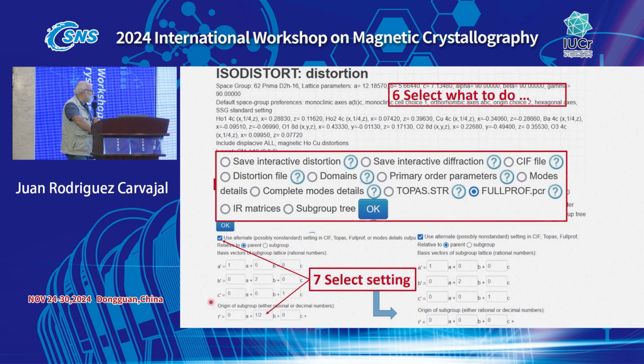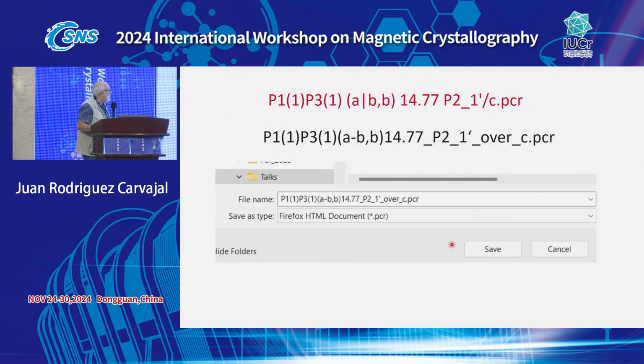Once you have selected the setting that you want, you click on OK. After selecting the radio button FullProf, you click on OK, and then save. The program always gives you fullprof.pcr here. If you download several times, you will crash for different options, and you will not be able to work with that.